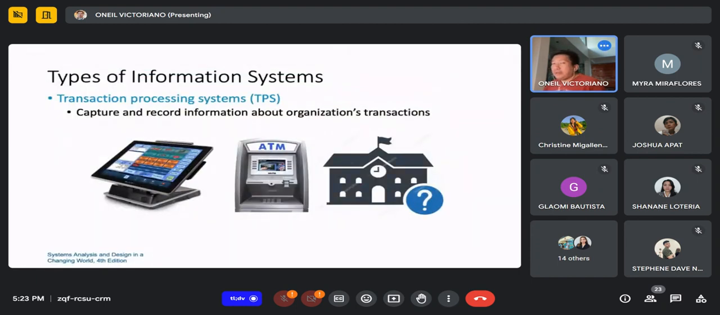Okay, so from effectiveness, we might look into different types, because different types would have different components also. So the first example is a TPS. TPS is where we record transactions, we record information about different transactions. These are multiple, huge transactions every time. So for example, POS machines or point of sales, or ATM: doing withdrawals, deposits, balance inquiries.